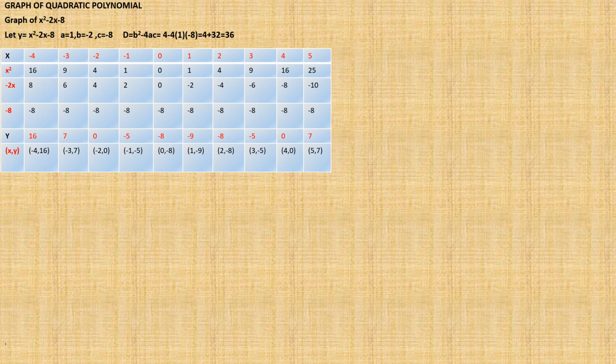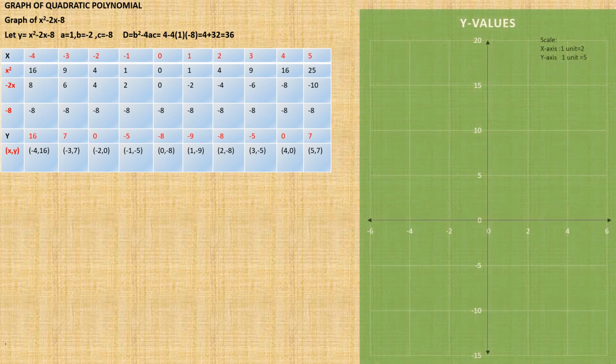In the graph, the first thing is to draw the x-axis and y-axis, and the unit scale is very important. As we know the values of x are 0, 1, 2, 3, 4, 5, on the x-axis you can take either 2 units or 1 unit, depending upon your graph paper. Here I have taken 1 unit as 2 units, and on the y-axis I have taken 1 unit as 5, because for y values I have to go from 0 up to 16. So I have taken the scale as 5 units.